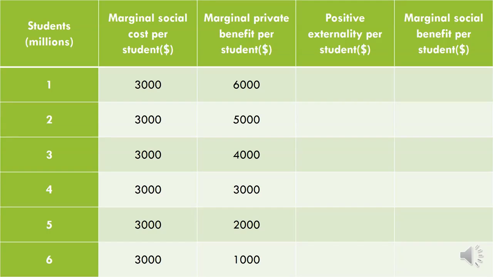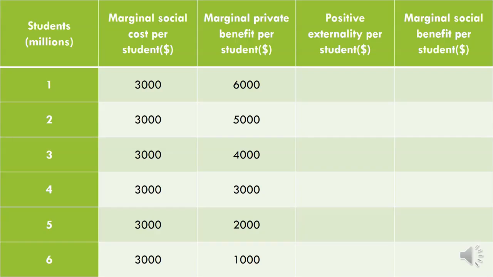As you can see there, the marginal social cost per student is $3,000 per student, irrespective of how many students there are. So for the first million students, it's $3,000 per student. For the 5 millionth student, it's still $3,000 per student, and so on.